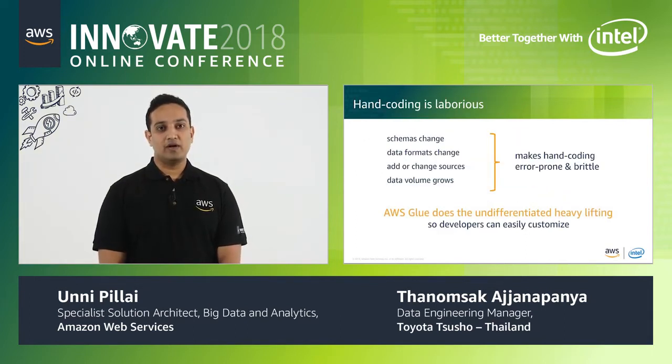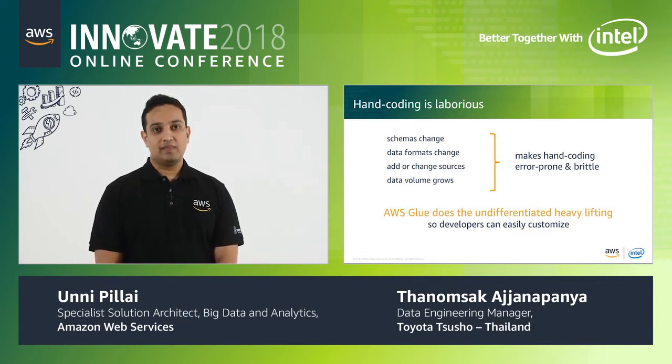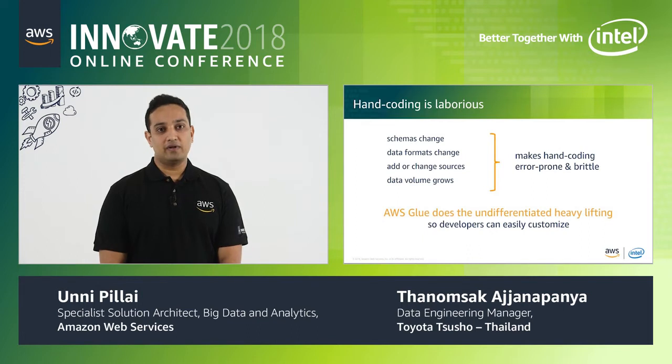Even though everybody is coding, that doesn't mean coding is easy. In particular, writing an ETL job is especially hard. The reason it's hard is because the underlying data is changing. The underlying data schemas are changing, and the data formats keep changing as well. In an agile environment, you need to add or remove data sources, and most importantly, the data keeps growing, and it grows pretty fast. What this means for developers is you have to constantly change and adapt the scripts, which makes hand coding ETL jobs especially error-prone and brittle.